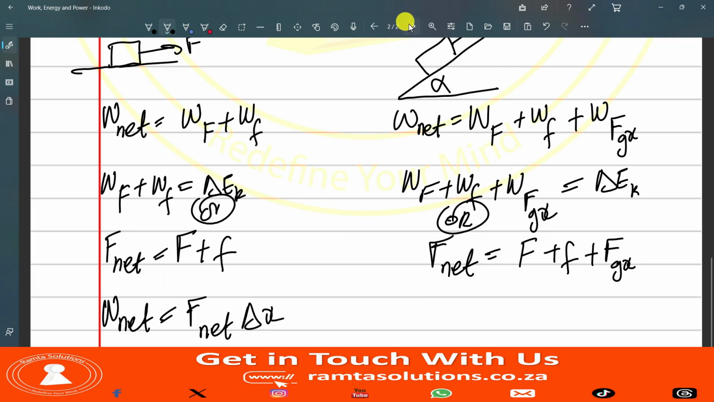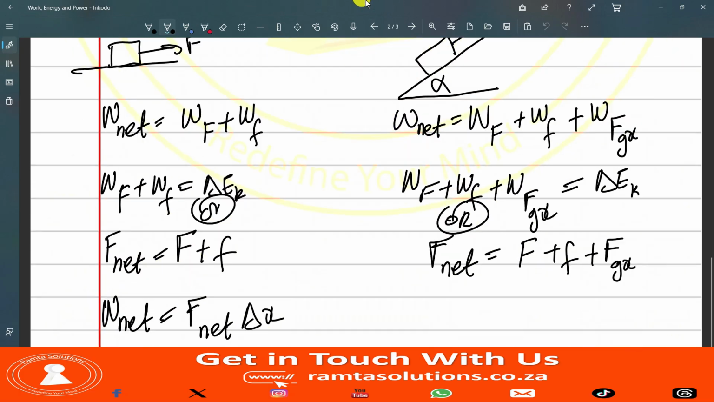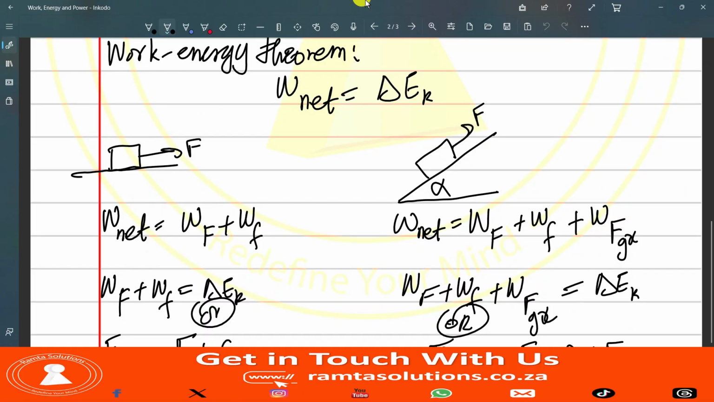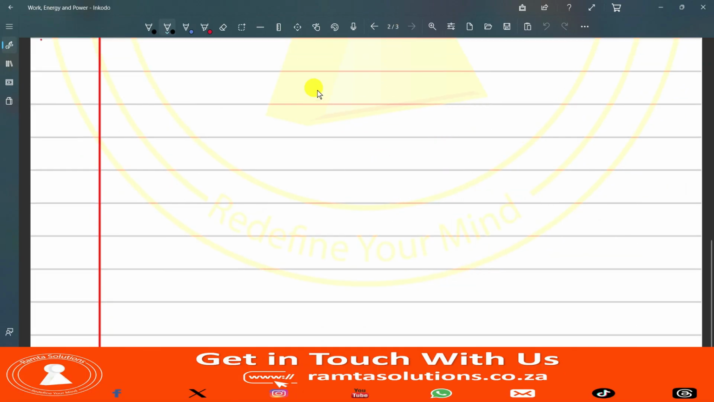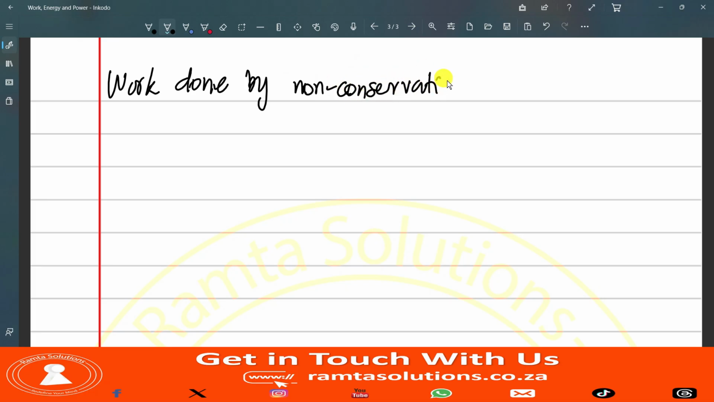Now, I also need to talk about this part here. We need to talk about this part we call the frictional force. Shall we? Let's talk about the frictional force. But before that, let's talk about work done by a non-conservative force, or work done by non-conservative forces.